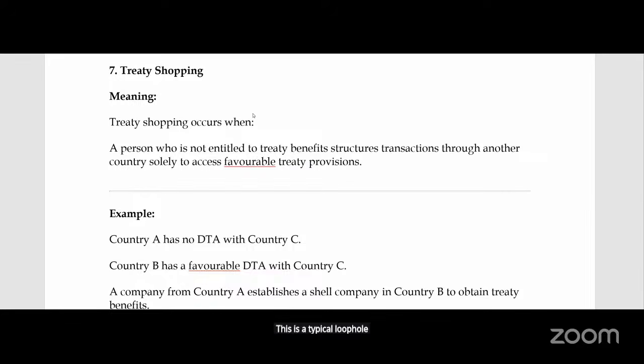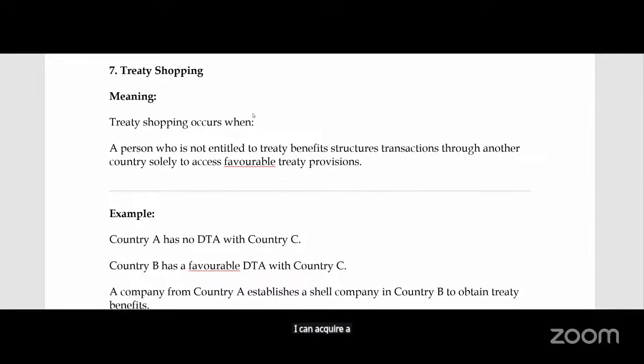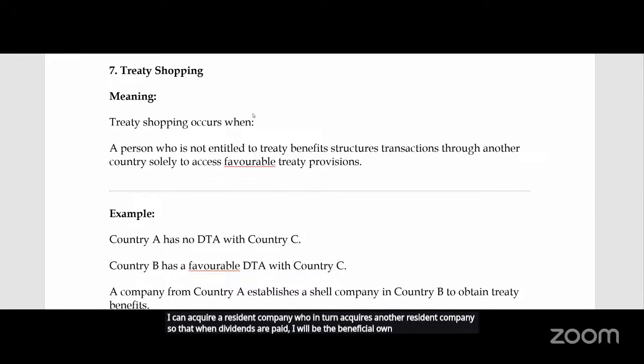If a resident company acquires 25% of another resident company and the dividend it pays is exempt, that is a loophole. I can acquire a resident company which in turn acquires another resident company, so that when dividends are paid, I will be the beneficial owner to receive it. There are so many loopholes in the law, so people take advantage of them by creating artificial transactions.